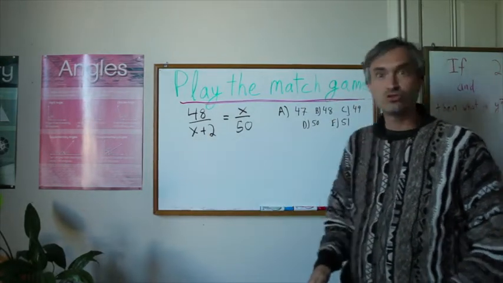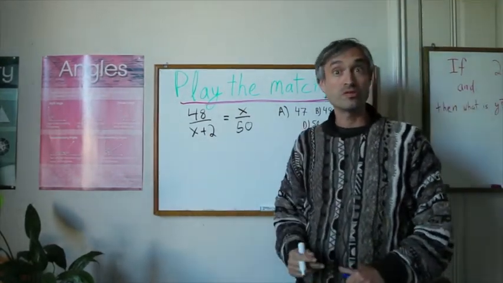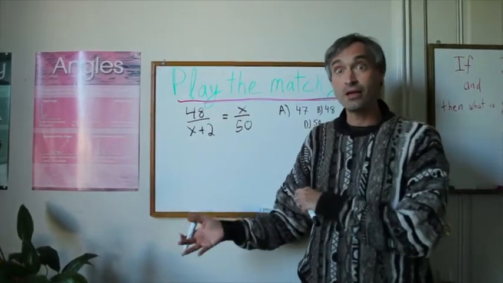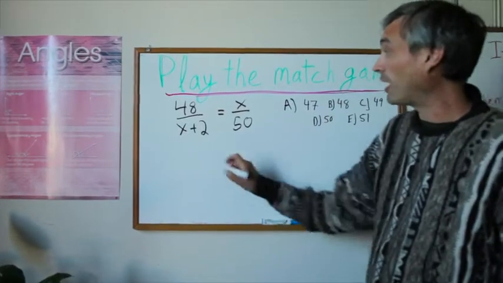Suppose you're asked to solve for x in this equation: 48 over x plus 2 equals x over 50. Now I know what many of you might be thinking out there. I know how to solve that. We just need to cross multiply.